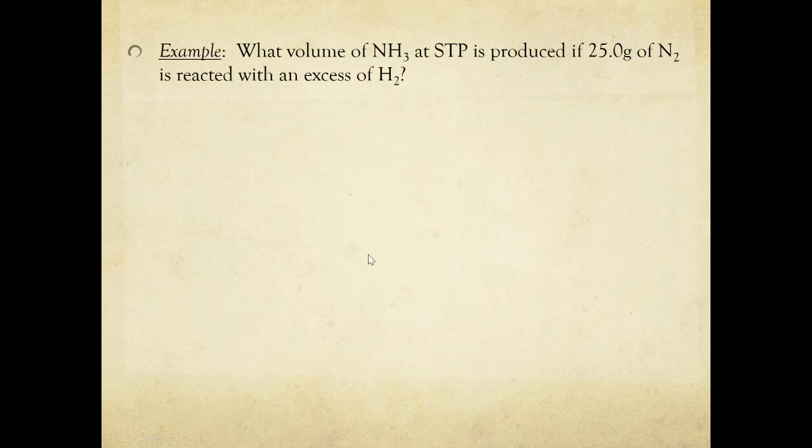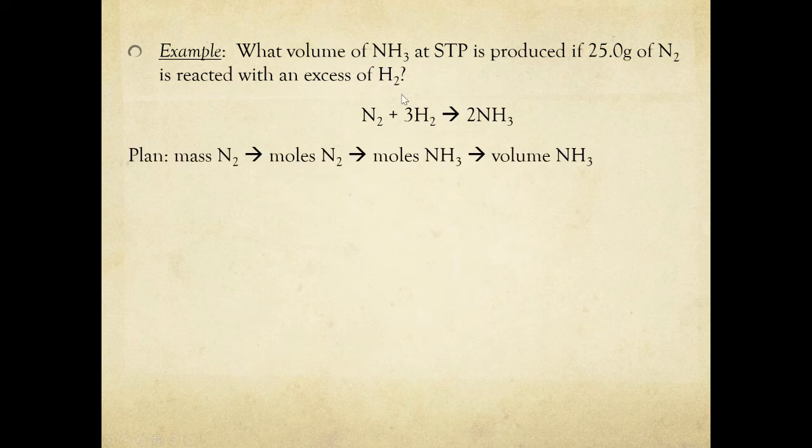All right, let's do another one. What volume of NH3 at standard temperature and pressure is produced if 25 grams of N2 is reacted with excess H2? So we're going to start with writing down our formula equation, balancing it out. We've done this one before. So I'm going to go mass of N2 to moles of N2, and then moles of N2 to moles of NH3, and then moles of NH3 to volume of NH3. All right, that's my plan.